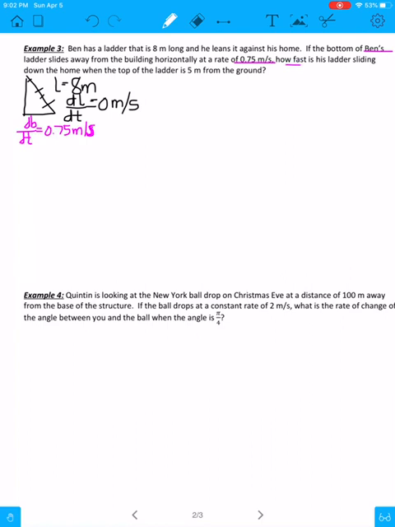Now it says, how fast is the ladder sliding down the wall? So they want, I'm going to say height, they want dH over dt. This is the height over here. They want dH over dt when the top of the ladder is 5 meters from the ground. So we know that the height of the ladder from the ground, this h, equals 5 meters.